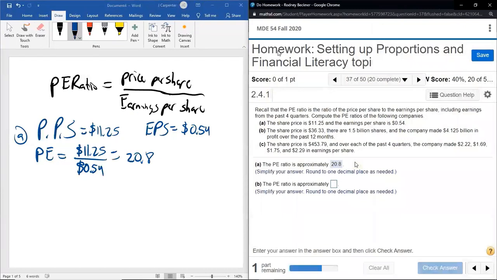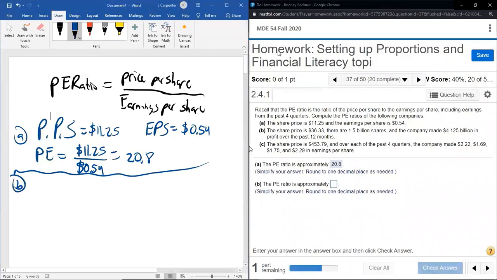Now, A was the easy one, spoiler alert. B, the PE ratio is approximately, well, okay, you might think to just divide the 36.33 and, well, hold on, what do you divide? The 1.5 billion shares or the 4.125 billion in profit over the past year? Okay, well, don't just go willy-nilly multiplying and dividing and adding and subtracting numbers. Don't just do that. Pay what? Attention, that's right.